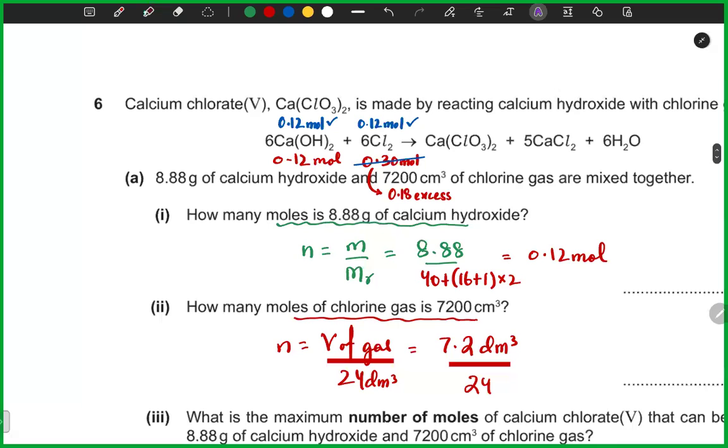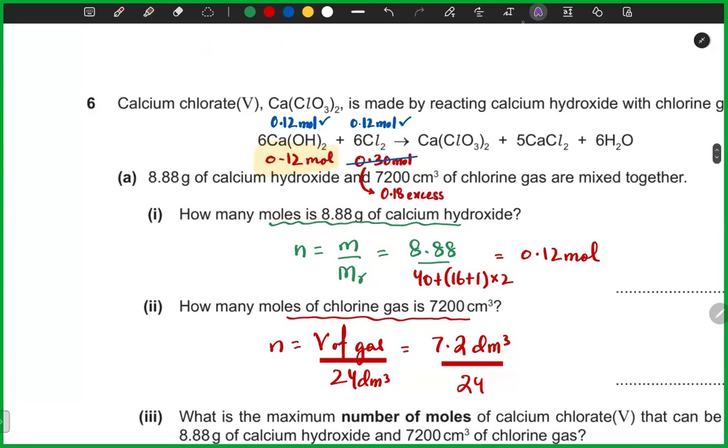So always remember when you have a limiting and excess question, you always use the moles of the limiting reagent to calculate your ratio. You never use the moles of the excess reactant because they are incorrectly added. So you kind of cross them out. You never use them in your calculation.